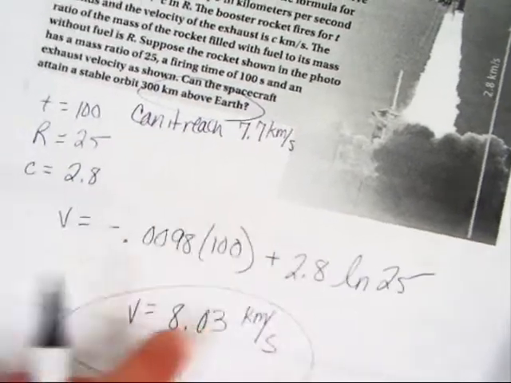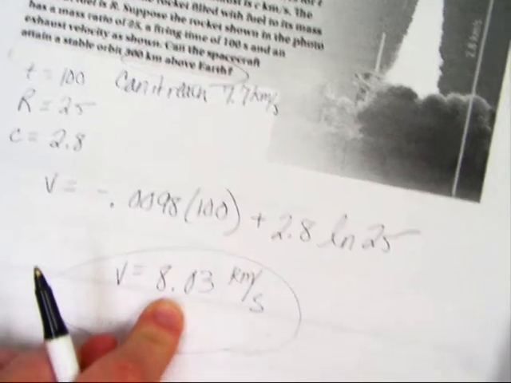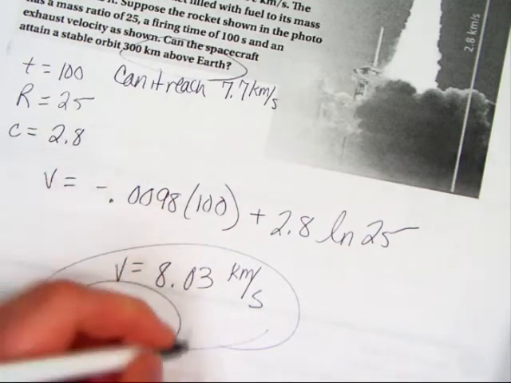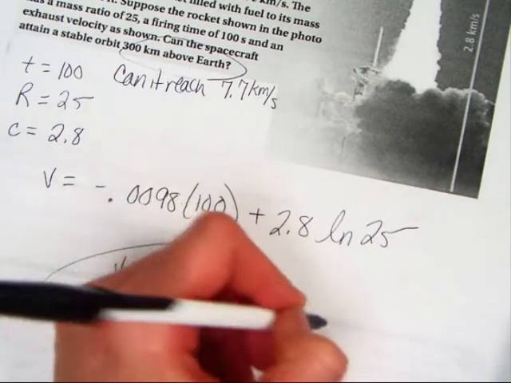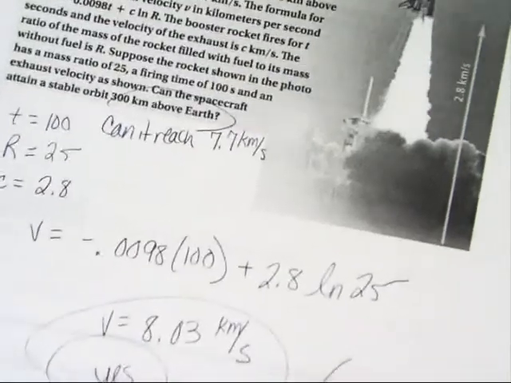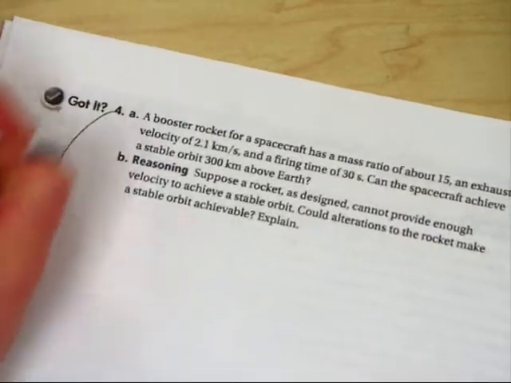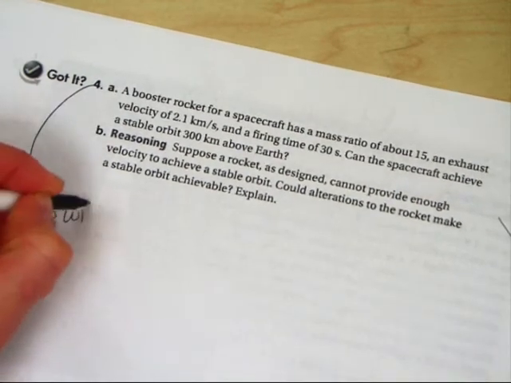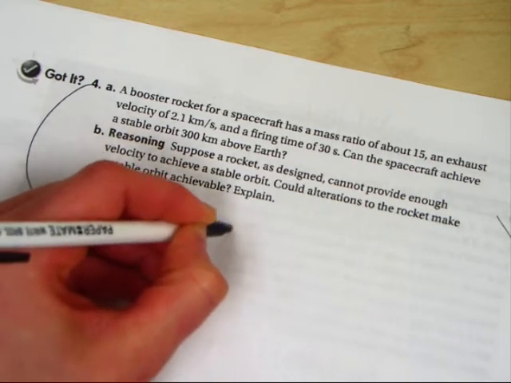The question is, is that a high enough velocity so that it will be 300 kilometers above Earth safely? The answer is yes. It will be safe because all we needed was 7.7 or higher for it to be safe. So 8.03 is okay. In the "Got it?" section, we have the exact same question. We're just changing the booster rocket, the speed, and the time. So in part A, they're asking the same question. Will it be safe? Remember, that's like asking, will it reach our desired 7.7 kilometers a second?